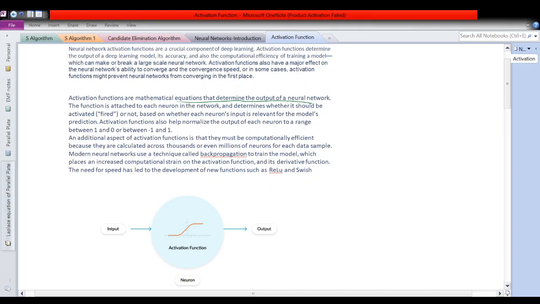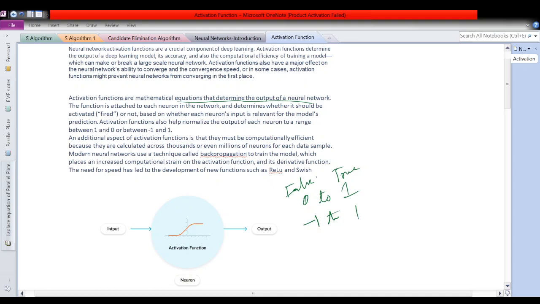It helps us to normalize the output in a range between 0 and 1. It can be either true or false. True can be 1 and false can be 0, or otherwise you can take false to be minus 1 and true to be 1. The other additional aspect is that, irrespective of determining the output, it also affects computational efficiency because it is calculated over a lot of neurons for each data sample.